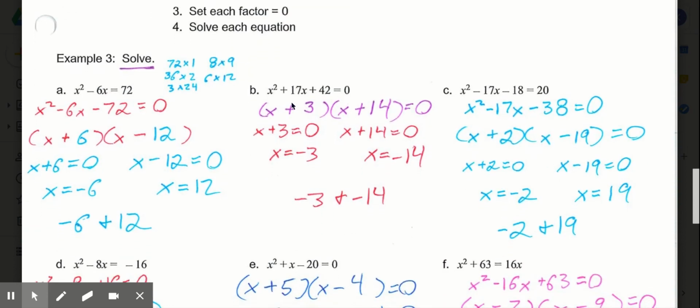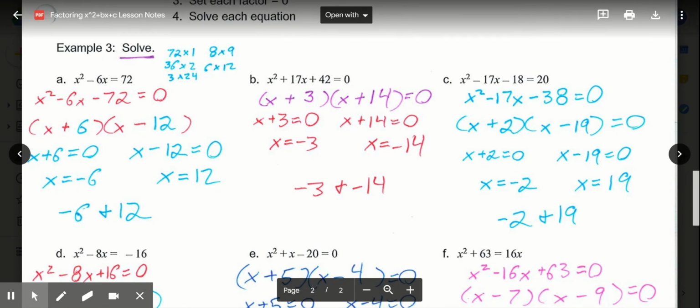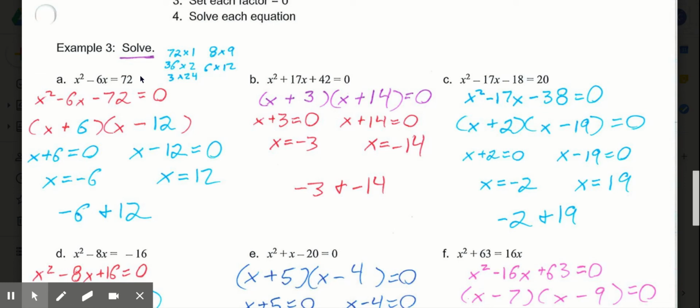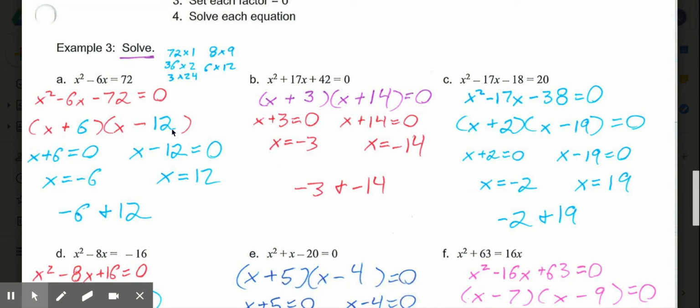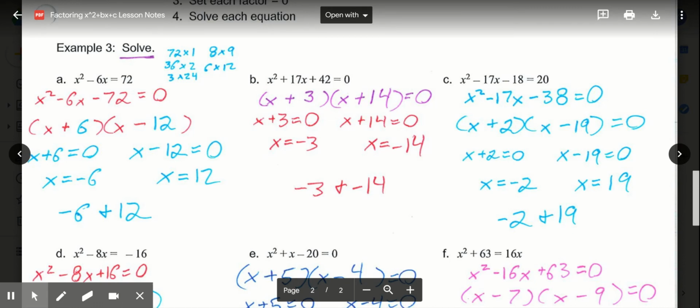So if we look at A here, we have x squared minus 6x equals 72. So first I need to write that in standard form and have it equal 0. So I need to get my 72 over to the left. So I subtract 72 from each side, and I end up with x squared minus 6x minus 72 equals 0. So then I need to factor this expression of x squared minus 6x minus 72. That factors to x plus 6, x minus 12. Because we need two numbers that multiply to be 72, and the difference is 6.